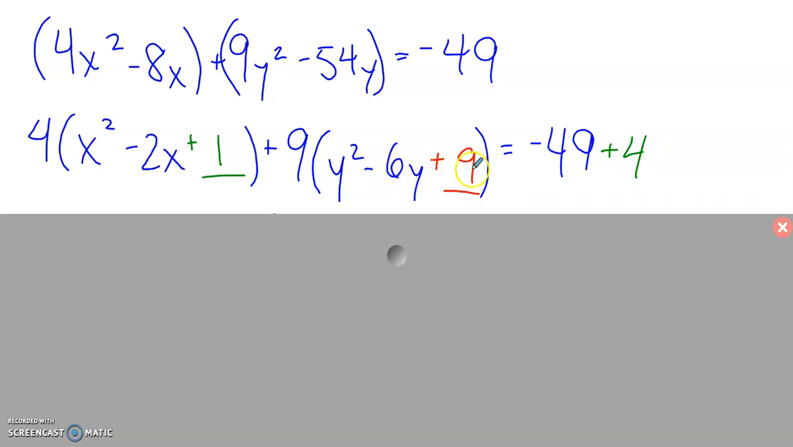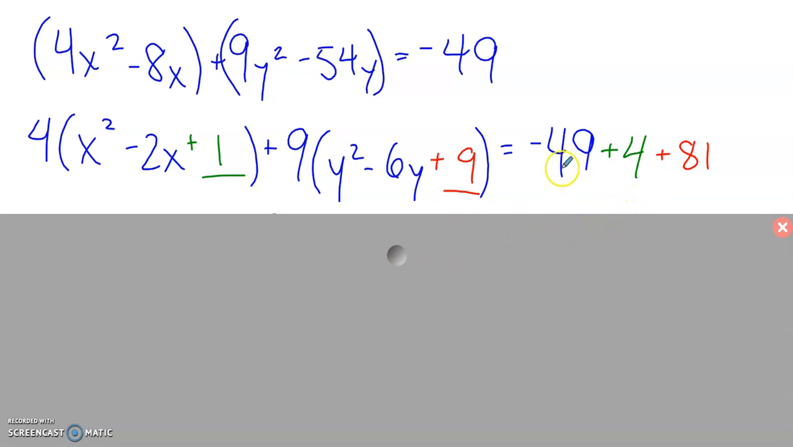But this is actually not a 9 on this side because it is being multiplied by 9. So on this side, it is actually a 9 times 9. So if I'm going to put a plus 9 right here to keep it balanced, I have to put a plus 81 here, because that's 9 times 9. And that's the part of this process that's different than circles, and that gets a little tricky.